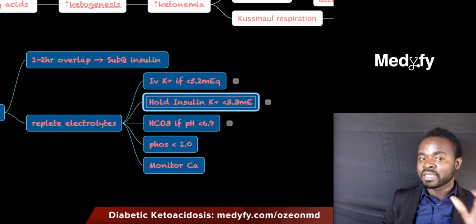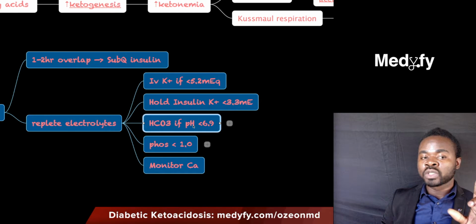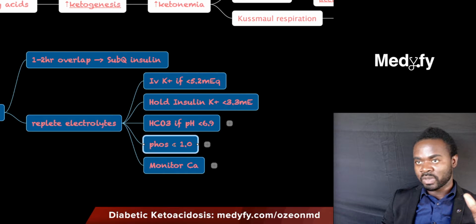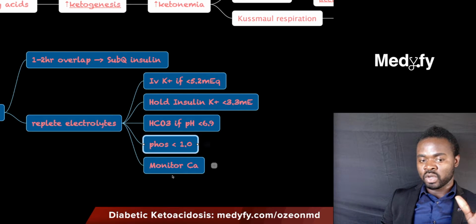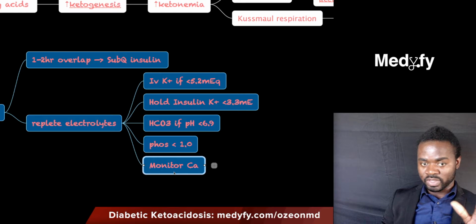So you want to stop any insulin infusion. You also want to replete bicarbonate, especially if the patient has a severe acidotic state, less than 6.7. Phosphate should be given usually when it's less than 1. And then you also want to monitor the person's calcium. All right, so these are the things that you'll want to replete in the case of DKA.